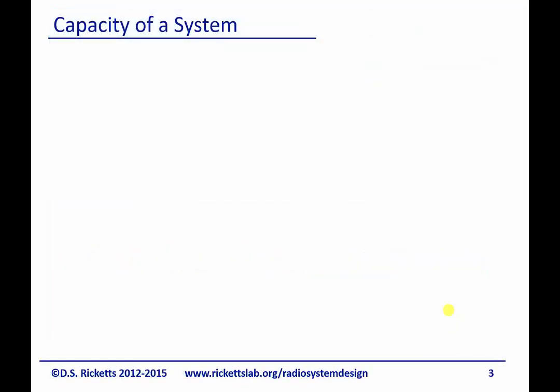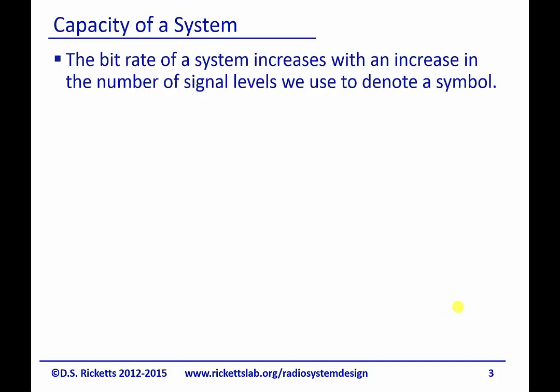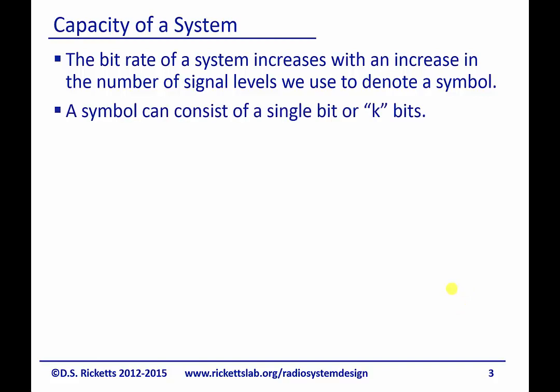So let's talk first about the capacity of a system. The bit rate of a system increases with an increase in the number of signal levels that we use to denote a symbol. We've discussed this many times with the letter M. As we increase the number of levels, we can have an increase in the bit rate.